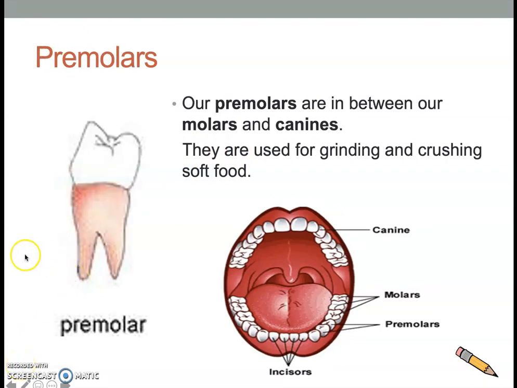And moving on, the next tooth we are going to be looking at are the teeth called premolars. Our premolars are found in between our canines and our molars. They are slightly flatter in shape, as you can see from the diagram on the left hand side, and this is because they are used for grinding and crushing soft food. So again, this is another fantastic time for you to pause the video and give yourself some time to be able to draw out the diagram of the premolar and then write the 2 points mentioned above about the fact that premolars are in between our molars and canines, and also that they are used for grinding and crushing soft food.